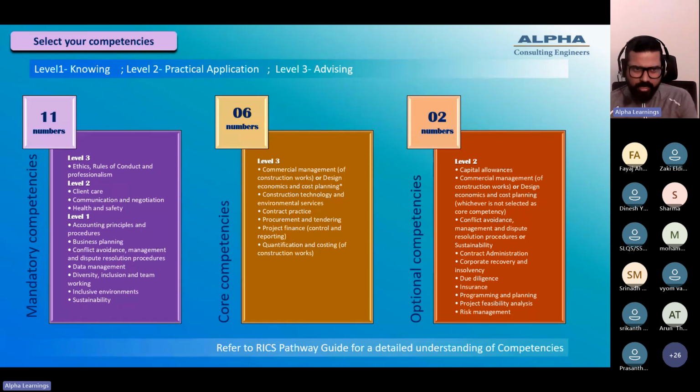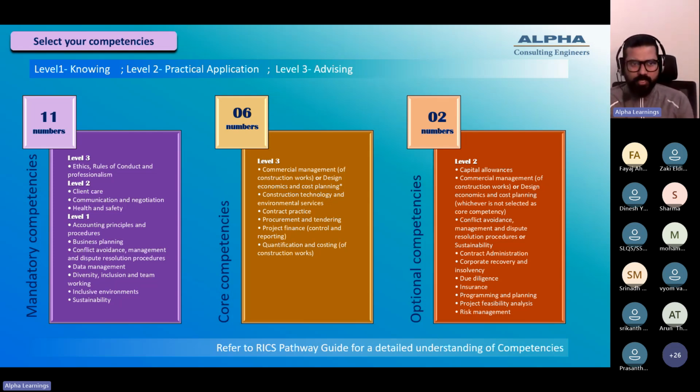These mandatory competencies are common business skills, common construction business behavioral and attitudinal skills, basically, which are required by all the candidates, all the professionals working in this built environment, right? So we have ethics, rules of conduct, client care, communication, negotiation. It is applicable for all pathways, whether you come from project management, valuation, or quantity surveying. You have to go through these 11 mandatory competencies.